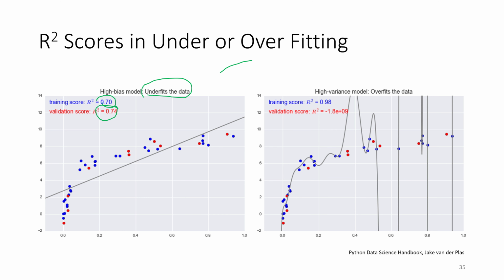When we go to overfitting, overfitting means overfitting to the training data, right? And you see a very high score in training data. But when you look at the red points, which is the validation or testing score, it was trained on the blue points and then tested on the red points. So it did not see the red points before. Now you see how bad this is. This is extremely bad. It's minus 1.8 times 10 to the power 9. That's extremely huge in the negative direction. That means it's super bad.